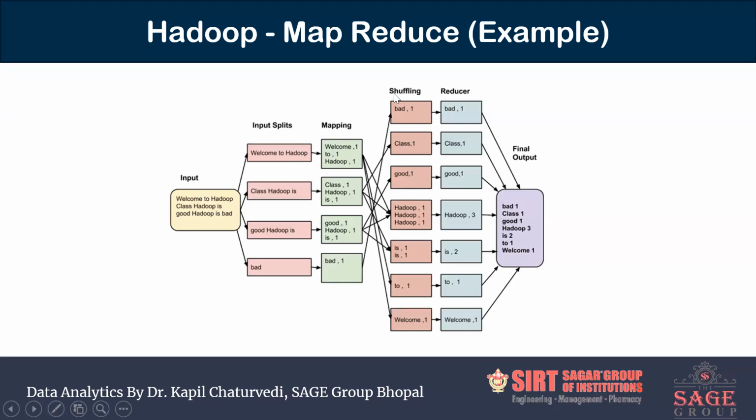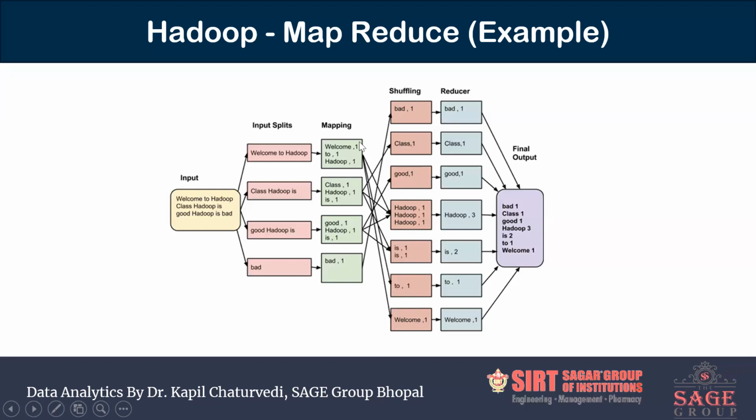Now, shuffling is a procedure in which we put the same kind of word in a common block. Like bad: we found bad only in this block, so we are giving the direction of bad to that block. Class, good one, and Hadoop one, Hadoop one, Hadoop one. We can see that Hadoop arrives here, Hadoop arrives here, and also Hadoop arrives here. The arrow shows from where a particular word is coming, so we are gathering Hadoop from these three blocks. Is one in the third block, and is one in the second block. To one and welcome one.